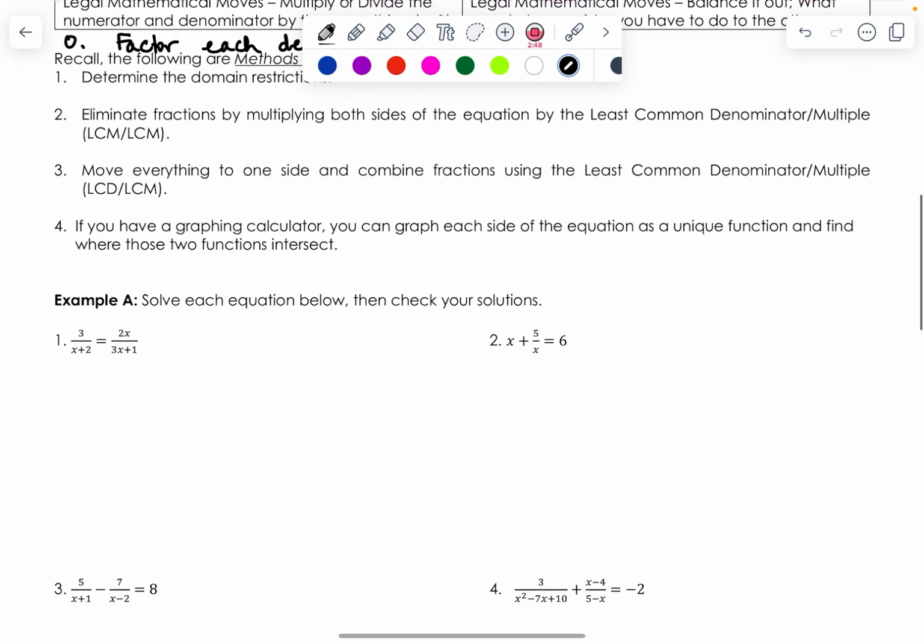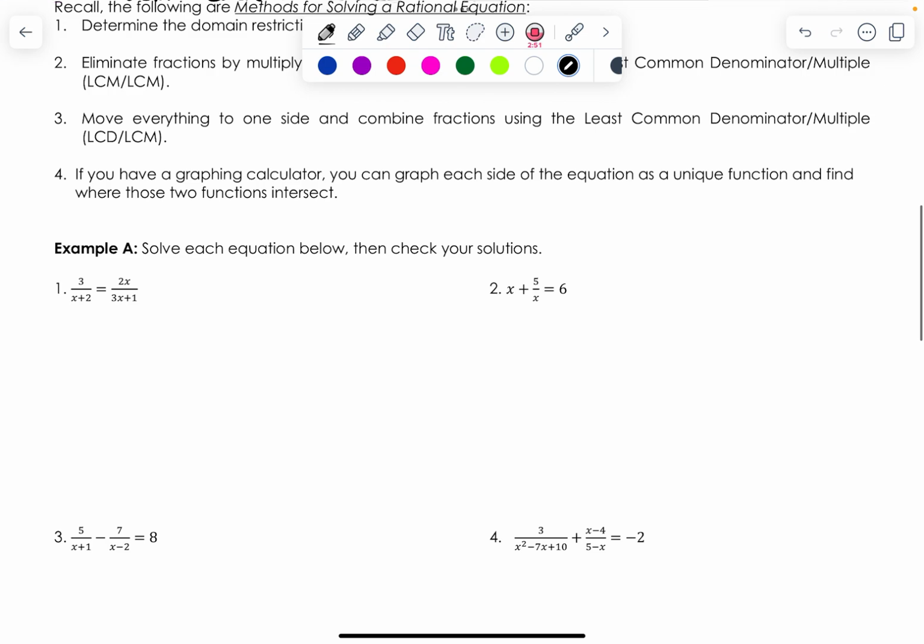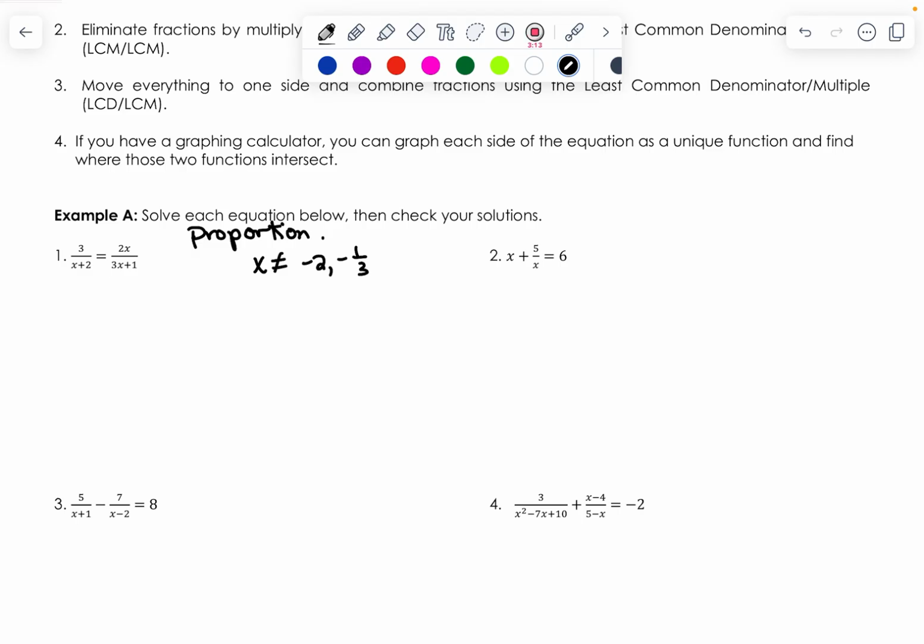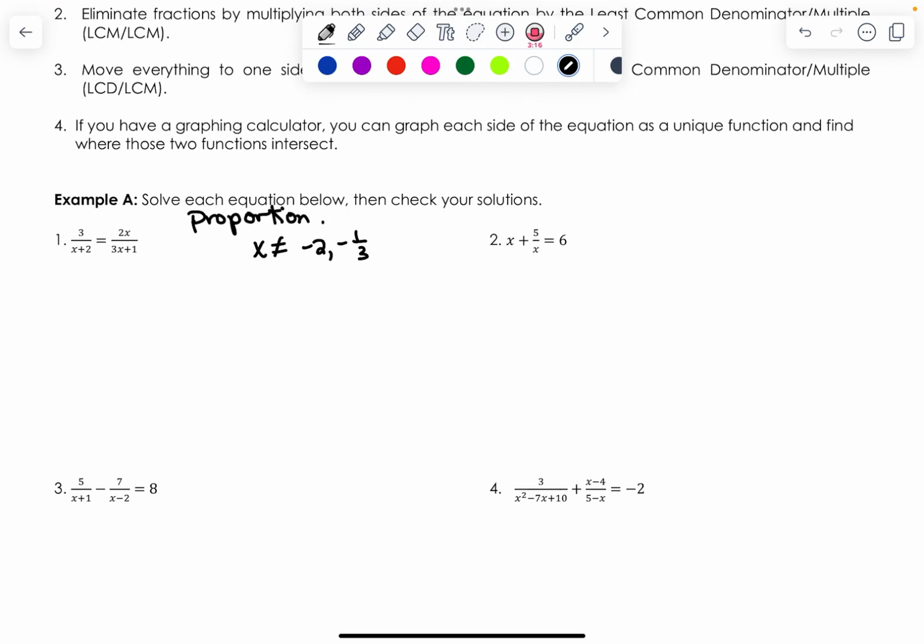So let's just go ahead and start working on these. And number 1, can you tell this one is a proportion? So I'm still going to start by my domain restrictions. You look at the denominators. X cannot be -2 and x cannot be -1/3 because I would be dividing by 0. So what you're going to do is the LCD is x plus 2 times 3x plus 1.